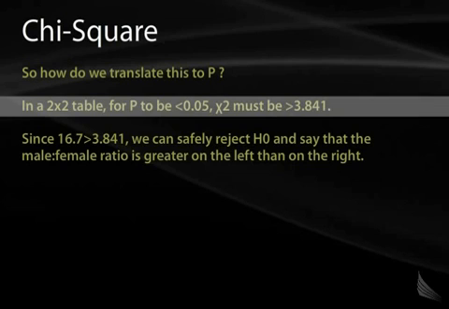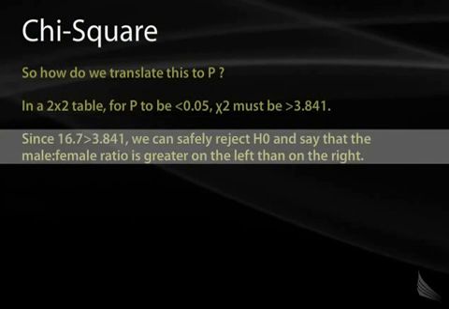Well, in a 2 by 2 table, as in the data shown in this particular case, for p to be less than 0.05, chi-square must be at least 3.841. Well, our chi-square value is 16.7, and since 16.7 is greater than 3.841, we can safely reject the null hypothesis and say that the male-female ratio is greater on the left than on the right. In other words, that this difference is not simply due to chance.